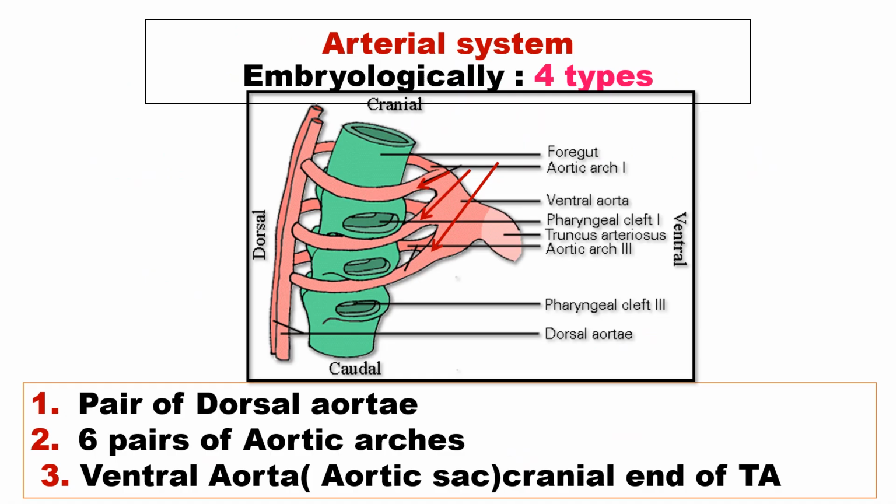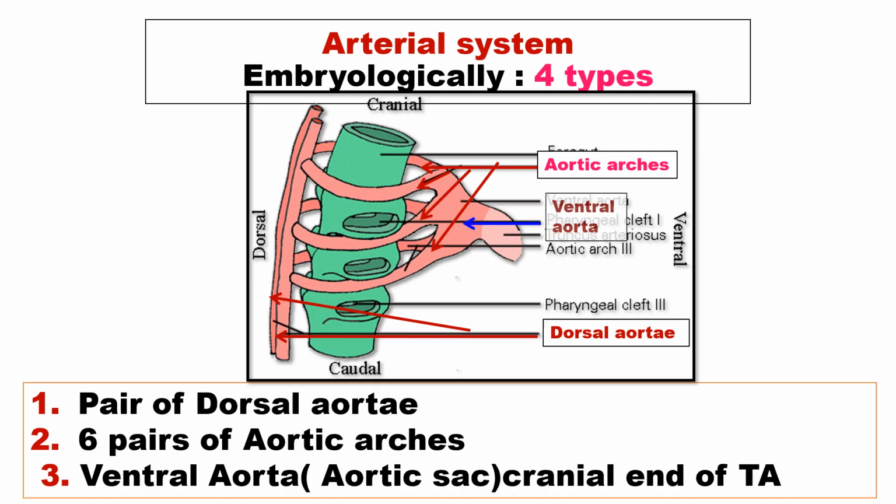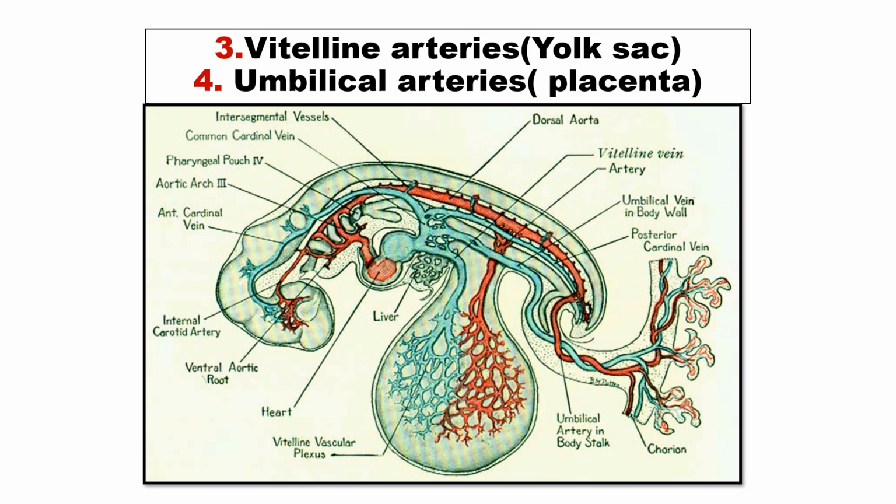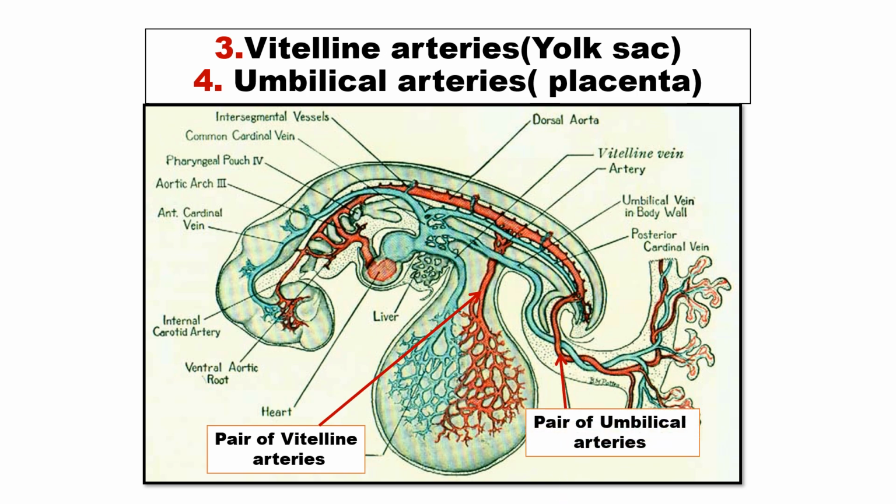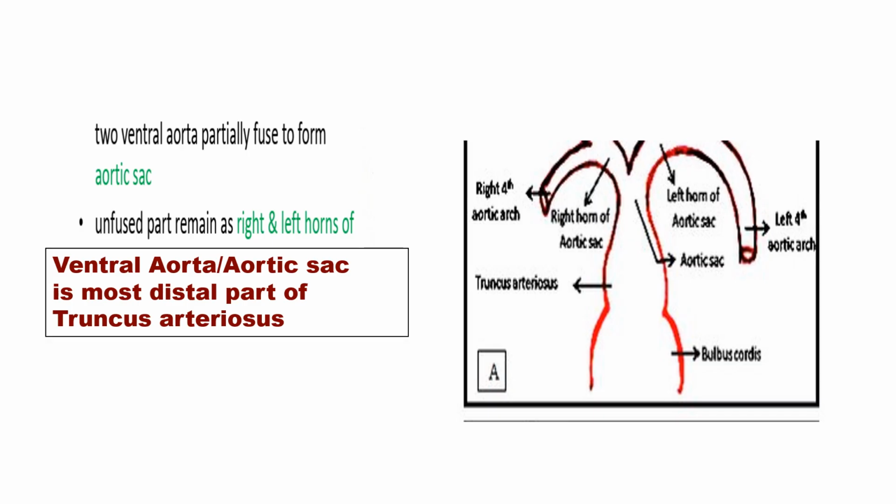The arterial system embryologically therefore has four types: the dorsal aorta, the aortic arches, the ventral aorta, which is the cranial end of the truncus arteriosus, the vitelline arteries, which supply the yolk sac, and the umbilical arteries, which are the arteries of the placenta. The two horns of the ventral aorta or aortic sac, which is the most dilated part of the truncus arteriosus, are the right horn and the left horn.